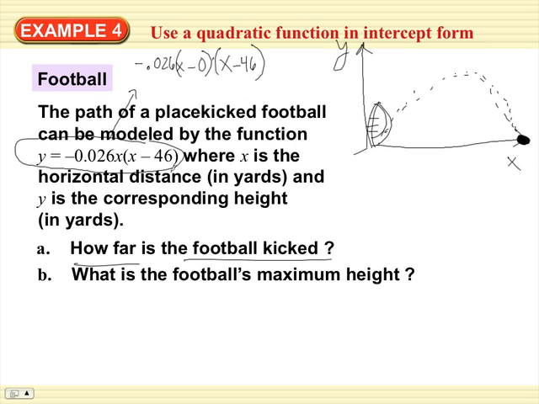So you might want to kind of star this. I mean, this confuses people. This is actually intercept form, because x is the same as x minus 0. So be careful with this one. Since it's this form, what do we know? We know the x-intercepts. Here's one. It says 0, right? There's 0. What's this one? 46. How far was the ball kicked? 46 yards. There you go.